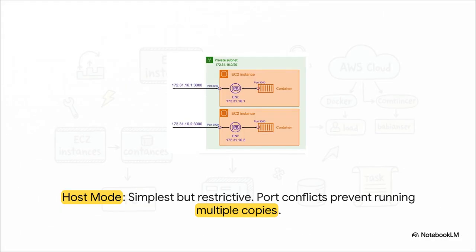So here's host mode in action. You can see the container is mapped directly to port 3000 on the EC2 instance's main IP address. So what's the big problem with that? Well, what happens when you want to run a second copy of that container on the same machine? You can't. Port 3000 is already taken. It's a huge scaling limitation, which is why you almost never see this used in the wild.